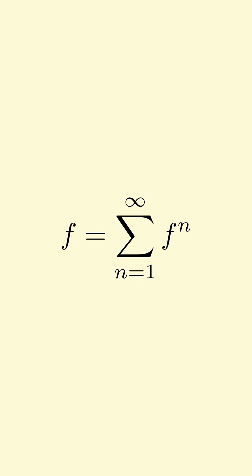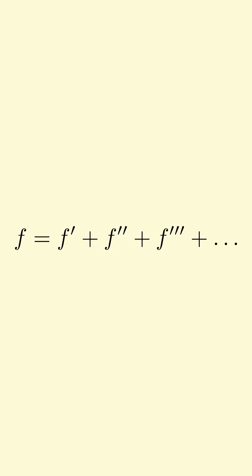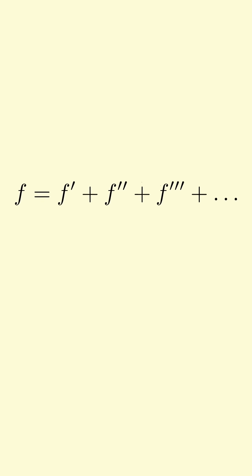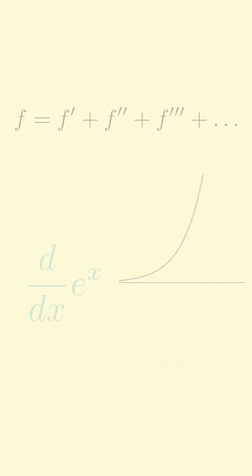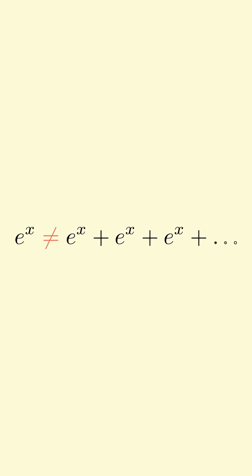What function is equal to the infinite sum of all its derivatives? To answer this question, we'll rely on the fact that the derivative of the function e to the x is equal to itself. Let's take a look at the infinite sum of all the derivatives of e to the x. This is clearly not equal to e to the x itself because this entire right-hand side diverges off to infinity.